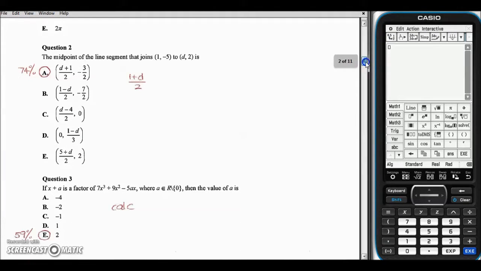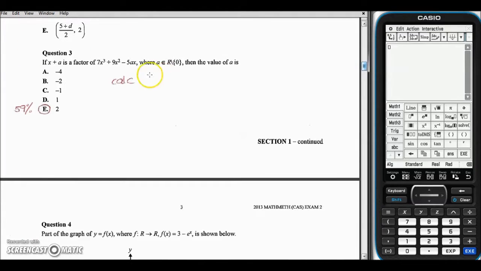Okay, question 2. The midpoint of this line segment between (1, -5) and (D, 2). To work out the midpoint, you would find the halfway distance between the two x coordinates and the y coordinates. So halfway between 1 and D is (1 plus D) divided by 2. So it had to be A. I haven't bothered working out the y coordinate because the only one with (D plus 1) over 2 was A.